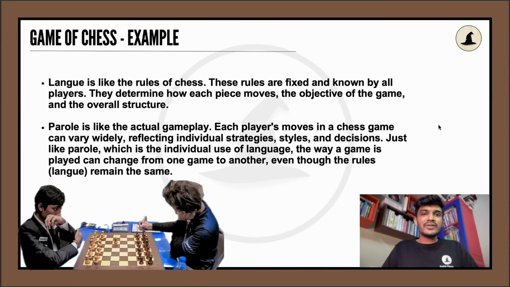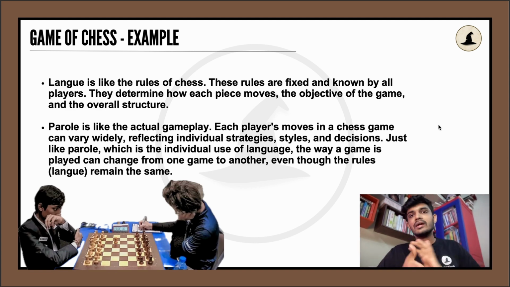Now, I want to use an example used by Saussure in his essay to explain what langue and parole are. He uses the example of a game of chess. A chessboard consists of the board, a black and white board, and the pieces. Langue is like the rules of chess. These rules are fixed and known by all players. They determine how each piece is moved, the objective of the game, and the overall structure.